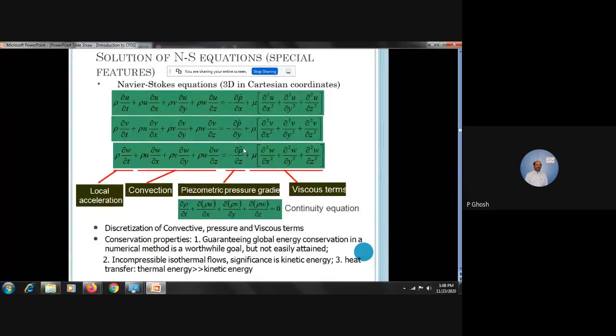The number of equations and the number of variables has to match, otherwise it will not be a determinant problem. So that helps: I have a continuity equation there, but as such there is no direct pressure equation. We are getting 4 equations, 4 unknowns. So it's a determinant problem, but eventually there is no pressure equation as such.